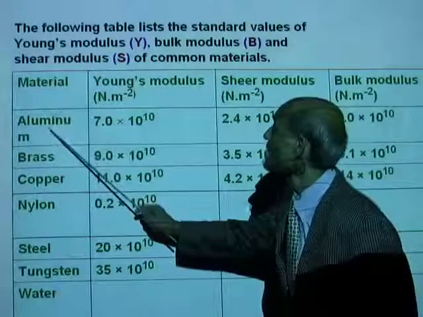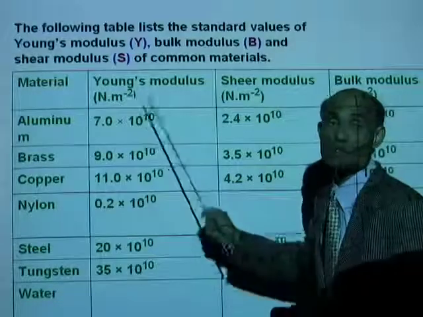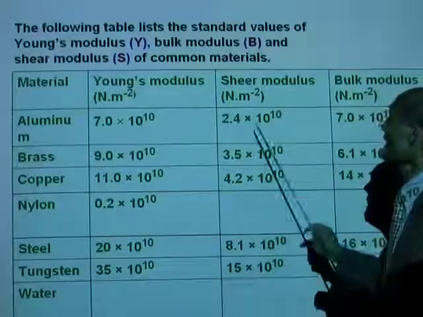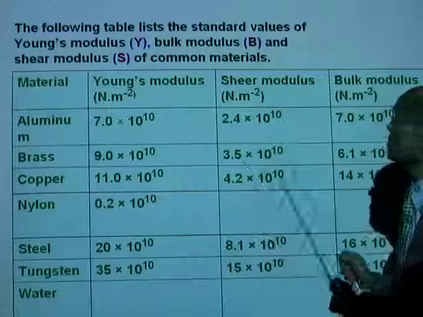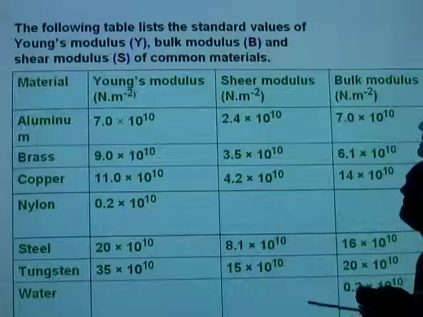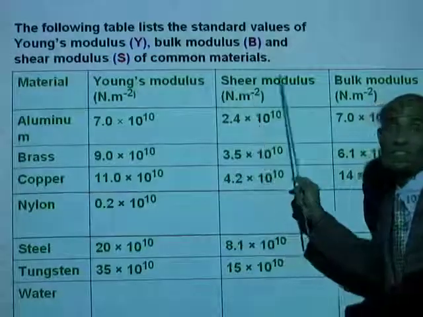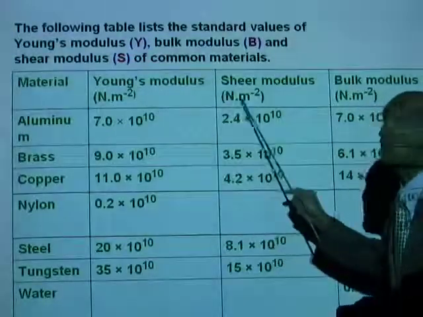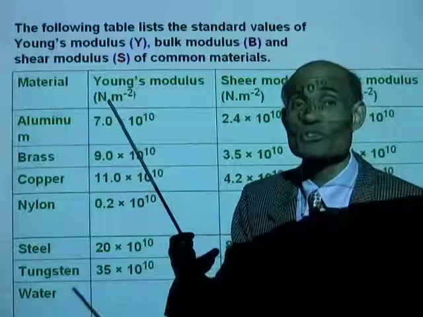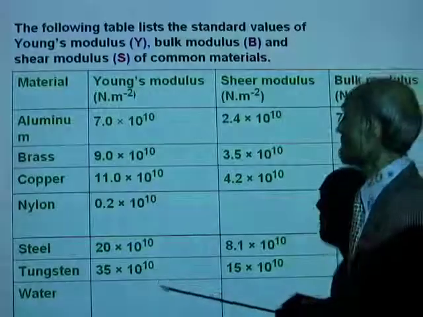We have the material aluminum. The Young's modulus is 7 times 10 to the 10 Newton per meter squared. Its shear modulus is 2.4 times 10 to the 10 Newton per meter squared, and its bulk modulus is 7 times 10 to the 10 Newton per meter squared. You can see the modulus of elasticity, all three types, are measured in Newton per meter squared, which is the unit of stress. Strain has no unit.